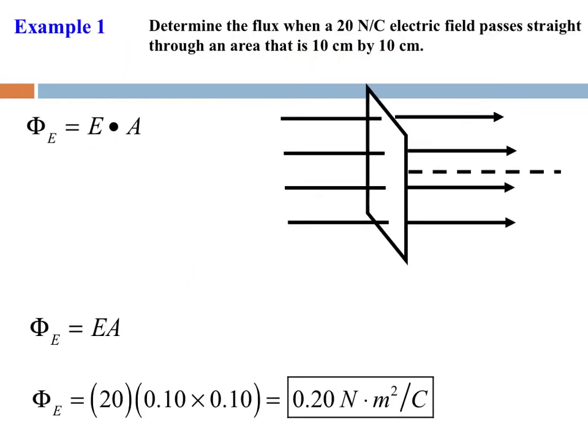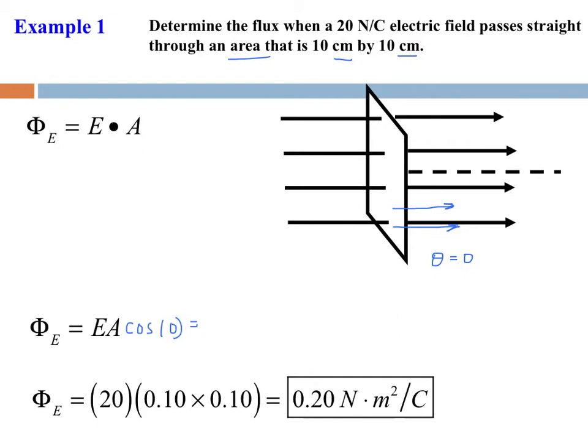In this example, we're asked to determine the flux when a 20 Newton per coulomb electric field passes straight through an area that is 10 centimeters by 10 centimeters. So we need to first convert these centimeters to meters, and then use that information to help us find the area of the square. Now, the electric field is going right through this square. If you notice, the line that is perpendicular to our surface is already parallel to our electric field. So the angle between them would be 0. So in this case, you can either drop the cosine entirely or put cosine of 0. So 20 is our electric field, and 0.10 by 0.10 is our area, and we get 0.2 Newton meter squared per coulomb.